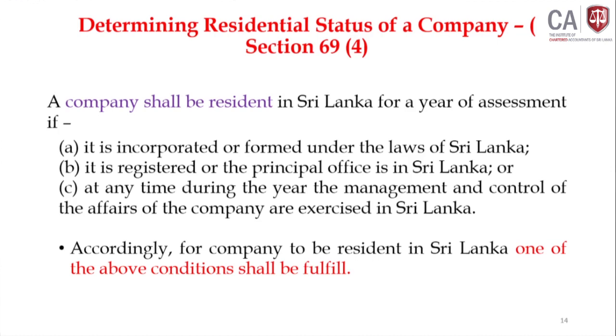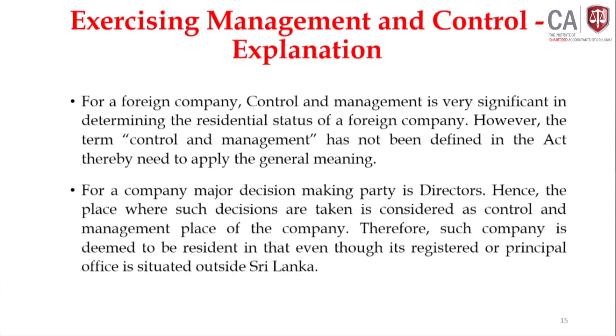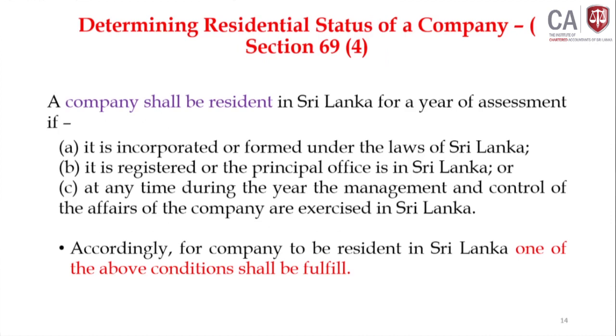Now you can see, if you look at this A, B, C, it's not saying A and B and C. It's talking about "or". If one of these conditions is satisfied, resident. If none of these conditions is satisfied, non-resident. Clear? Accordingly, for a company to be resident in Sri Lanka, one of the above conditions shall be satisfied. It's not all three, it's one of the above conditions. I think it's clear. Now we will go to the next one, because I need to exercise this: management and control.